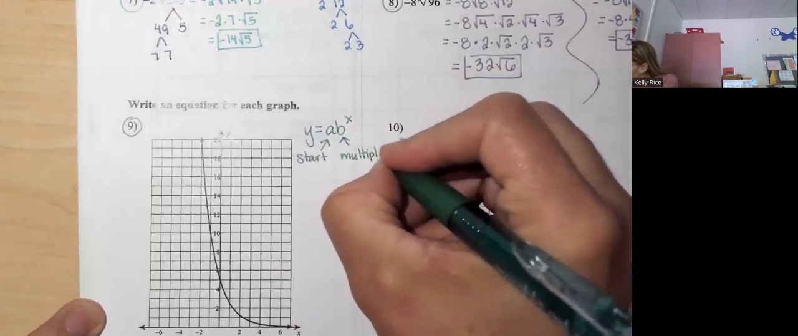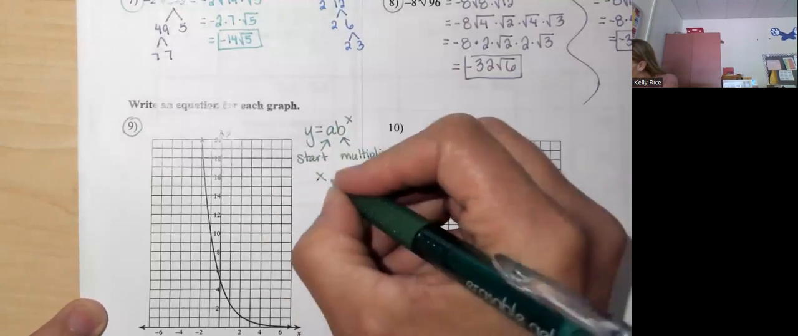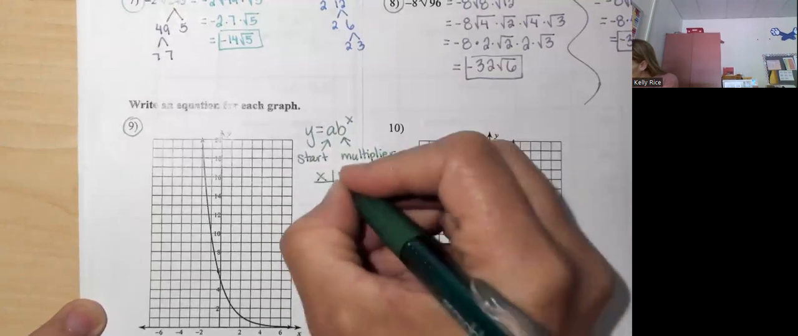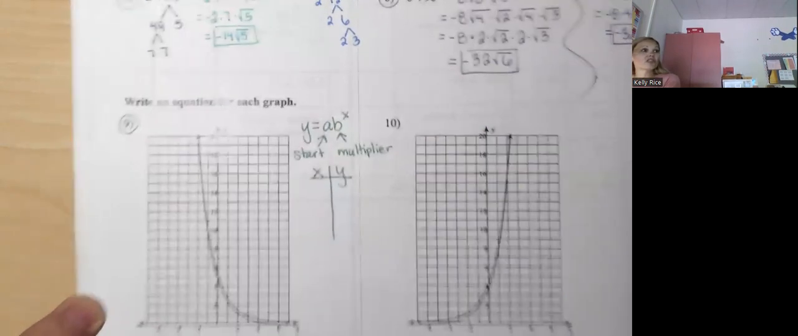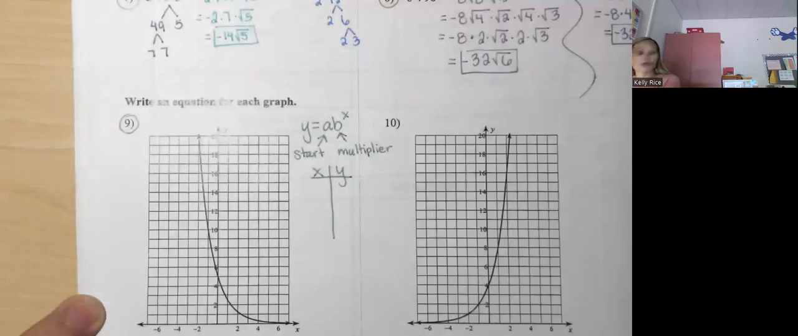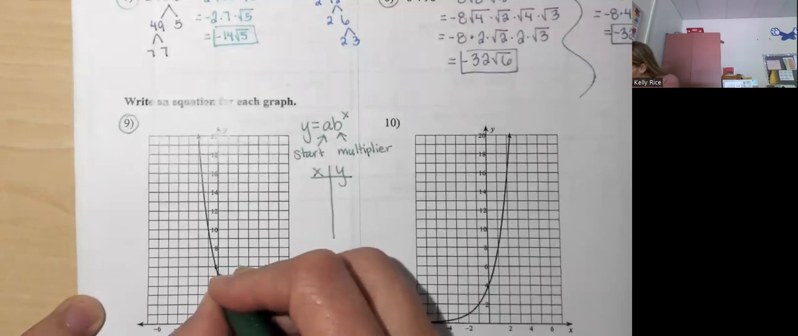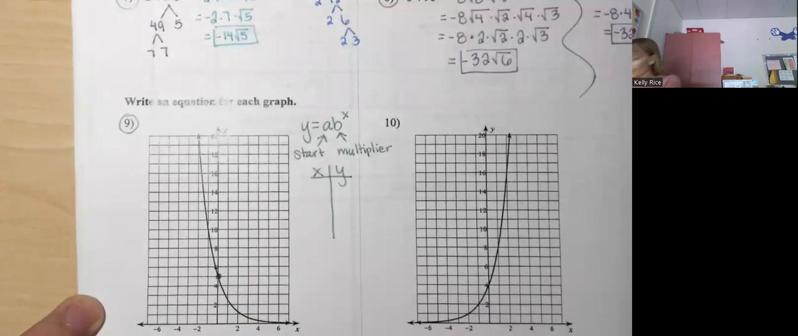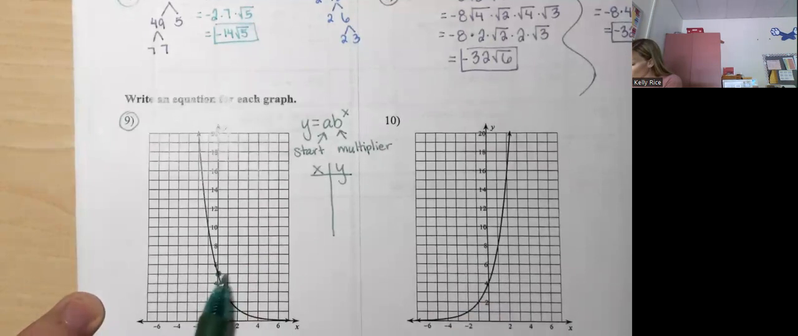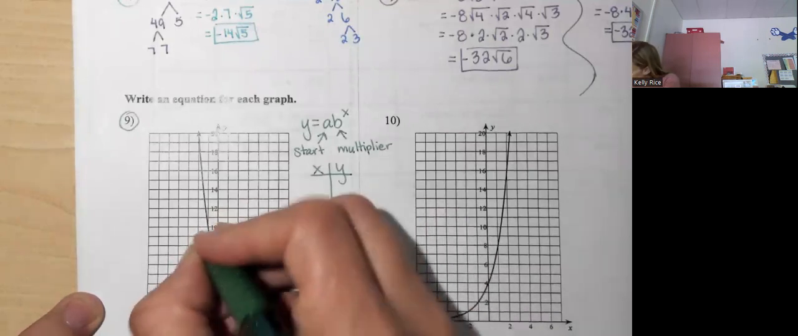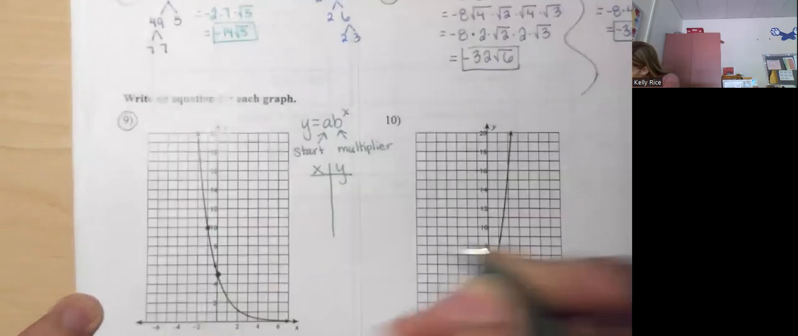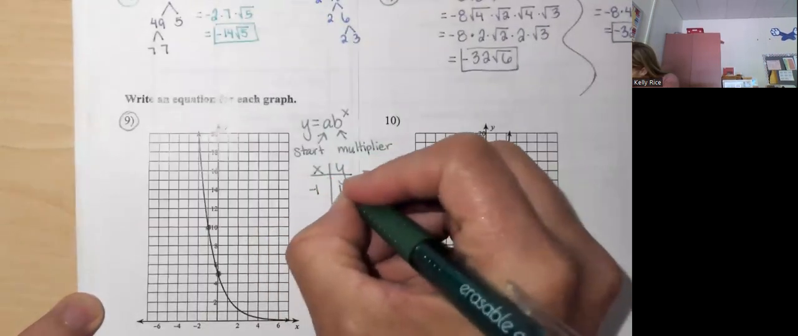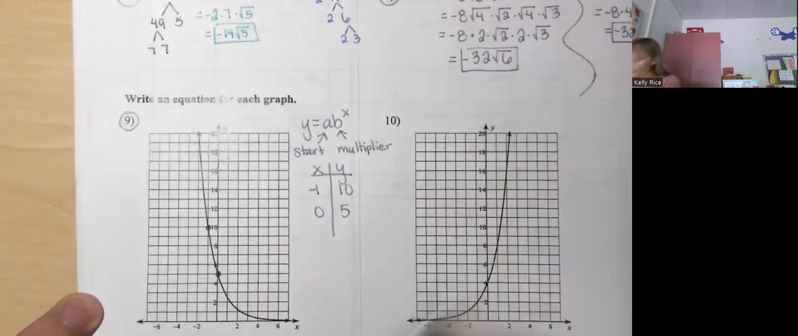When we're writing the equation from a graph, I still make a table. You don't have to. You want to find 2 points that it goes through, where it goes through the corner of the grid. So like right here, it goes through that point at 0, 5. Can you find another point where it goes through the corner of the grid? -1, 10. Okay. So -1, 10, 0, 5.